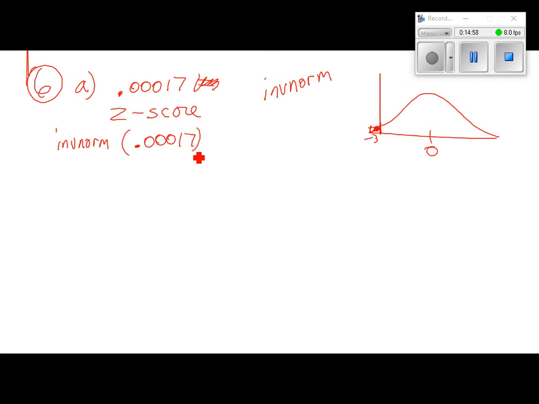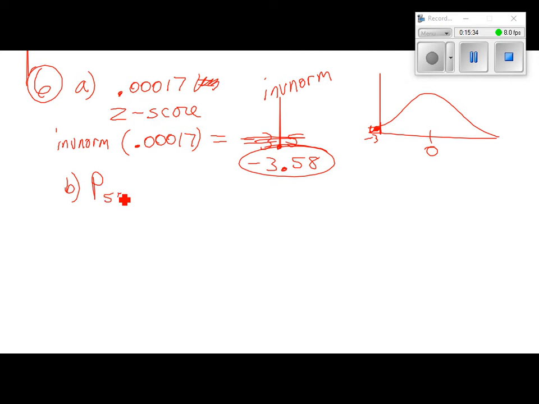What's it give us? Negative 3.58. Does that make sense? Yes, sir. Yeah, it makes logical sense there.